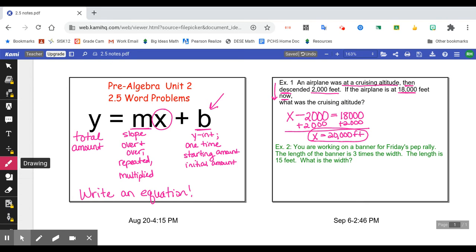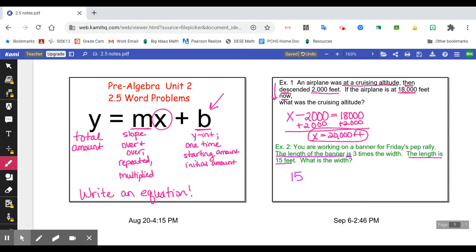Again, thinking about what each part is as you write it down. You are working on a banner for Friday's pep rally. The length of the banner is 3 times the width. The length is 15 feet. What is the width? Okay, so let's read it again. The length of the banner. Well, do they tell us the length? Yes, they do. The length is 15 feet. So I'm going to start with 15.